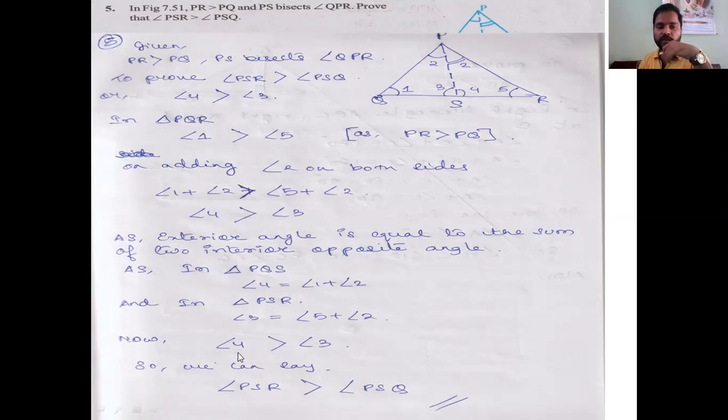So now you see, angle 4 means what? It is PSR, 4 is PSR, and PSQ is 3, PSQ. So obviously this angle will be greater than this angle. Okay.